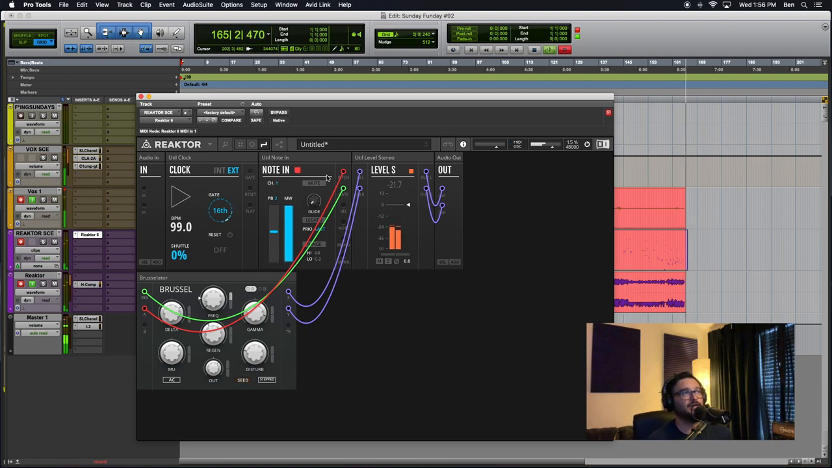So what I have is the pitch going into the modulation A input and then using the modulation to control the frequency. And then from here, any of these controls can then be modulated. So it'd be cool to use the mod wheel.